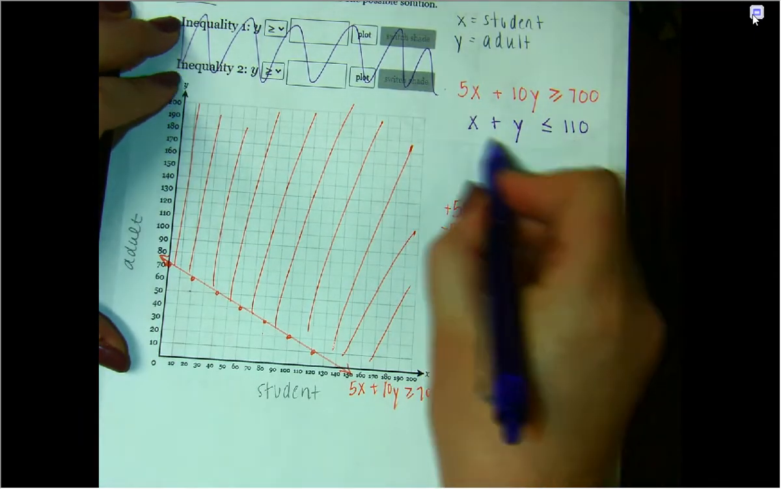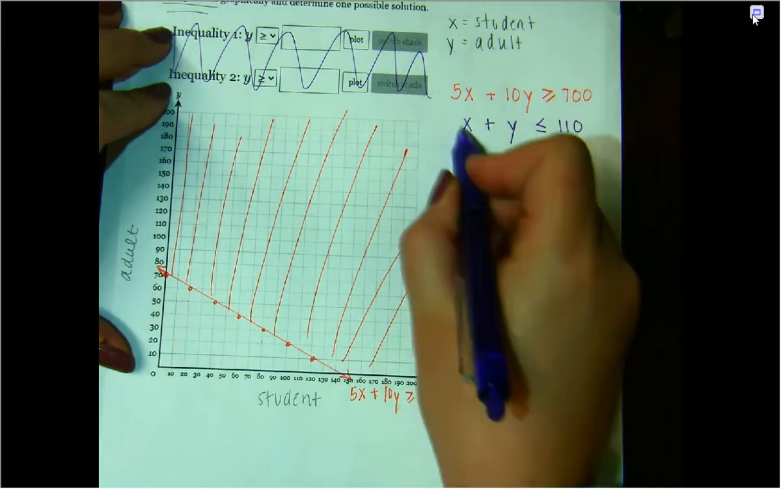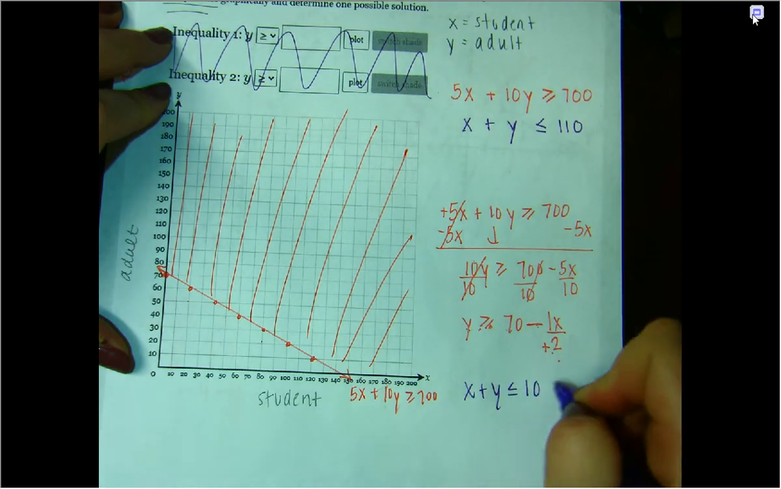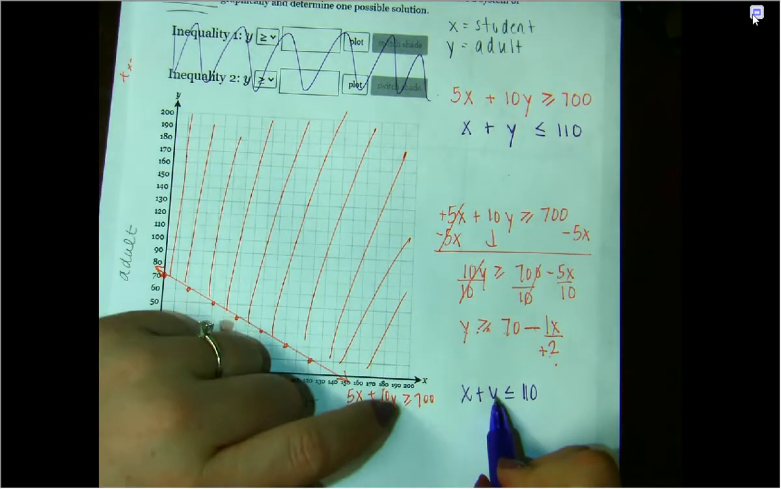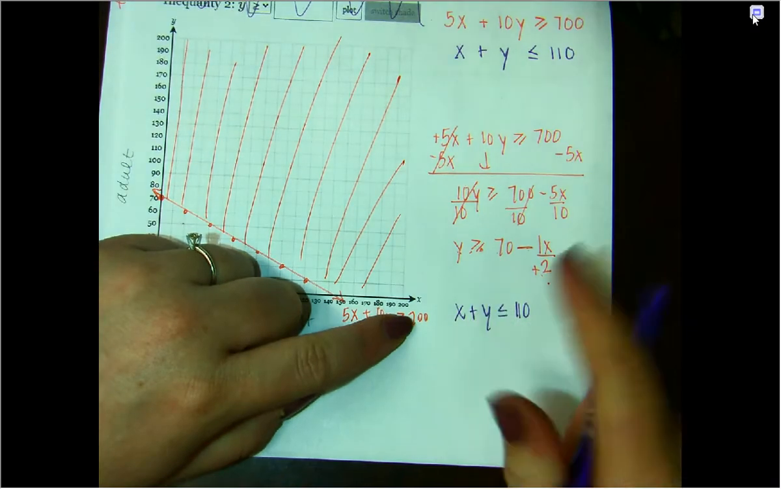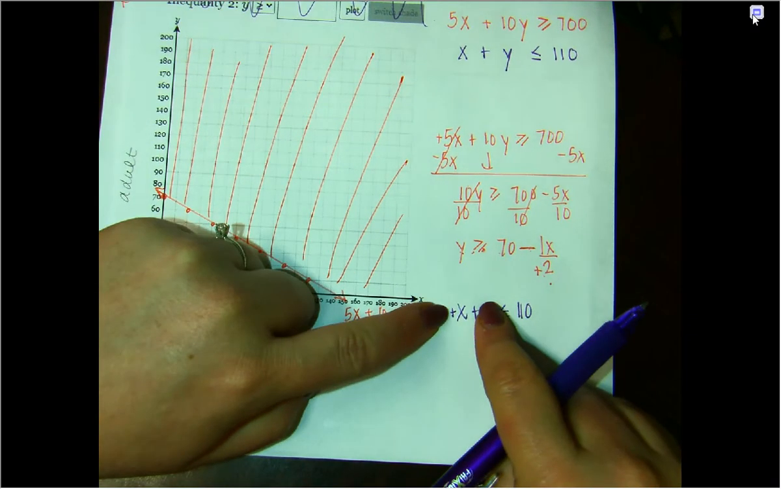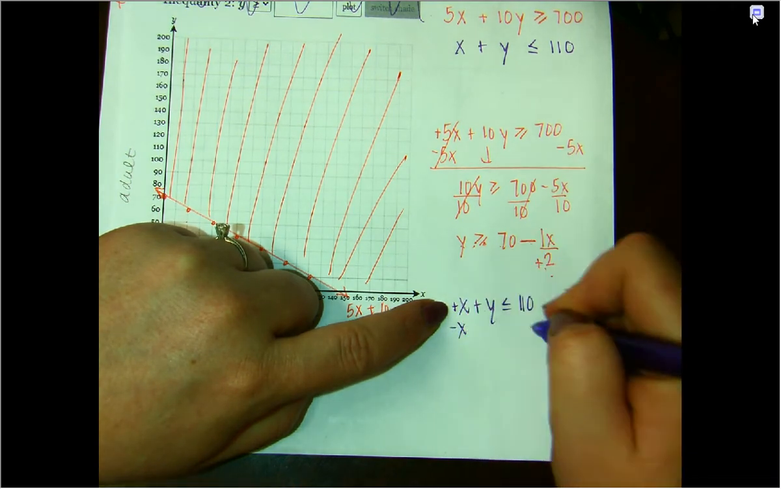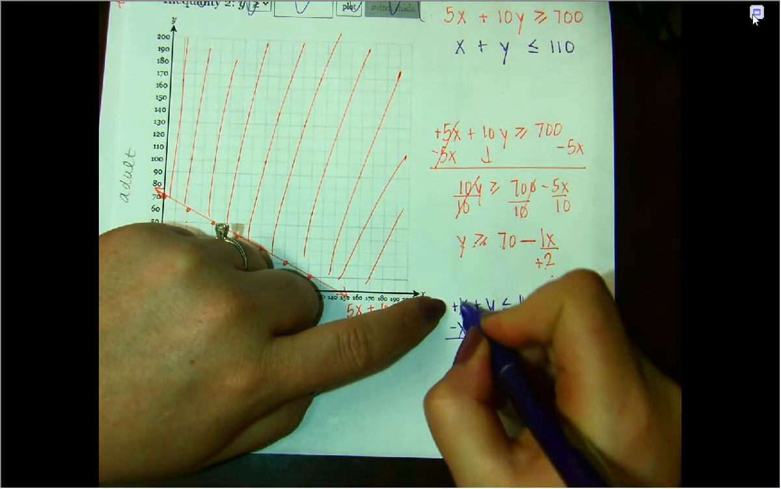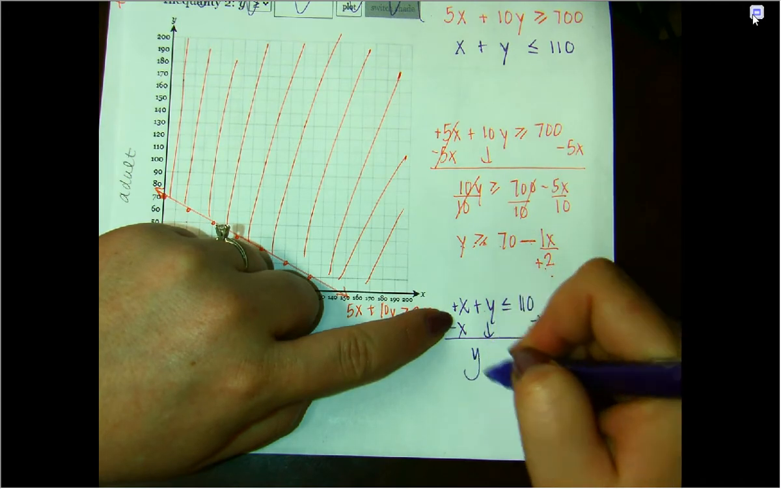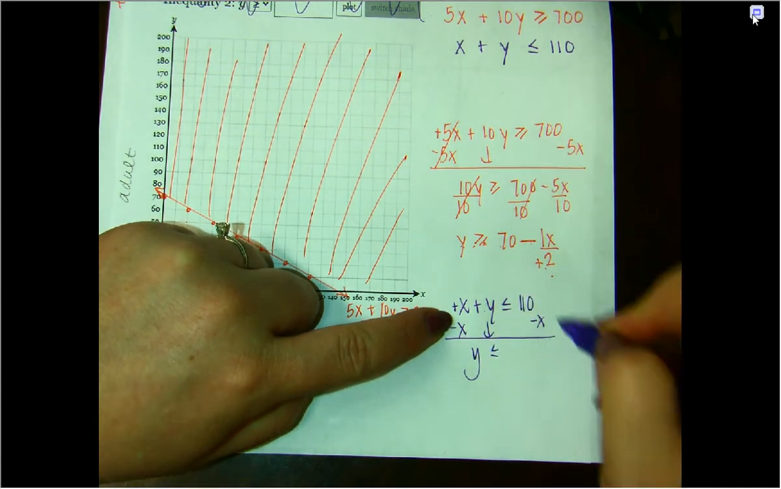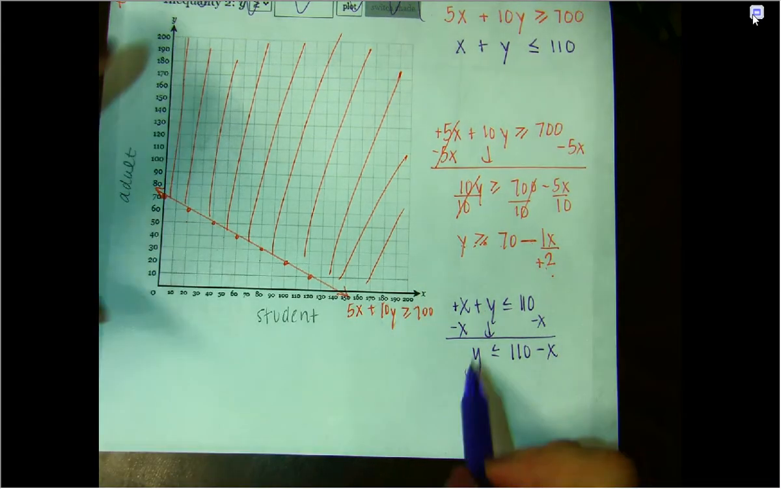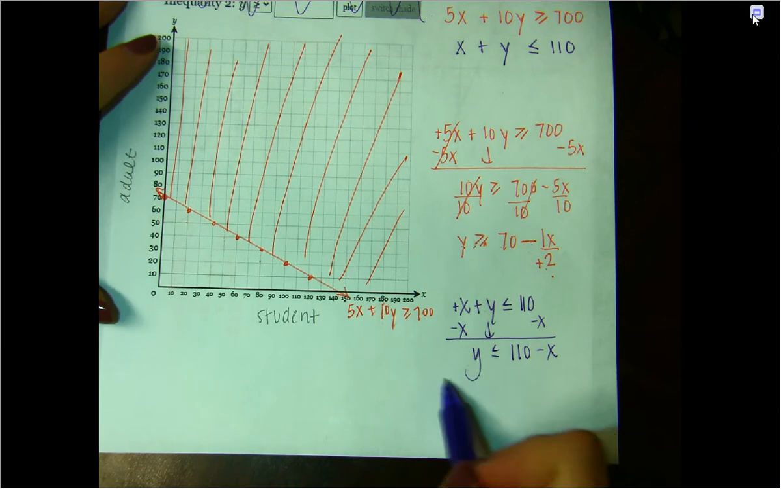Now all I have to do is plot this guy right here, and of course, it's not in the form where I can, because y is not by itself. So I'm going to cover y, and in front of the x, I don't see a sign, so that means it's a positive. And to move a positive x to the opposite side, I have to subtract. x minus x is 0. Y gets to come down. And on this side, I just get 110 minus x.